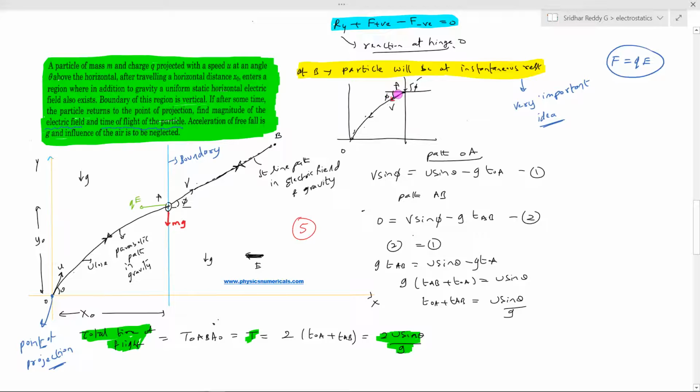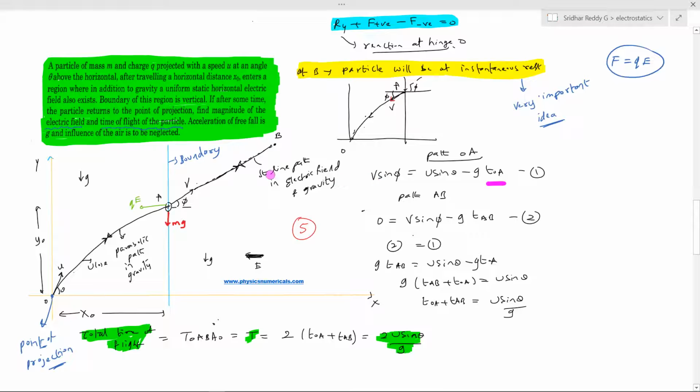So, time taken to move from O to A. For path OA, we'll define the quantities. What was the horizontal component of velocity? U sin theta. Sorry, vertical component is U sin theta, horizontal component is U cos theta. So then what is V sin phi? What is the time taken to move from O to A?